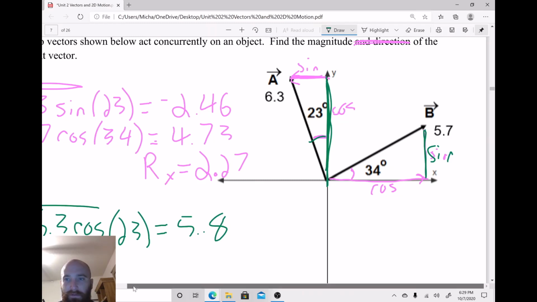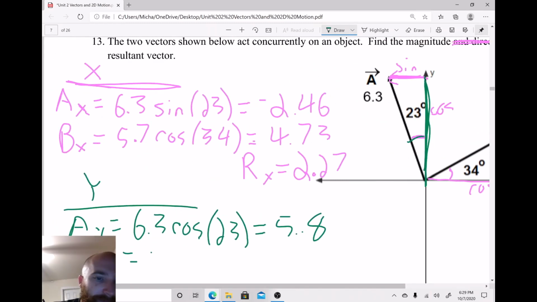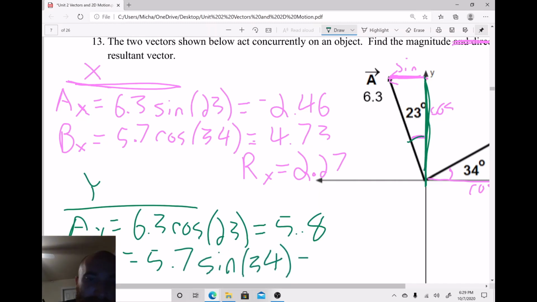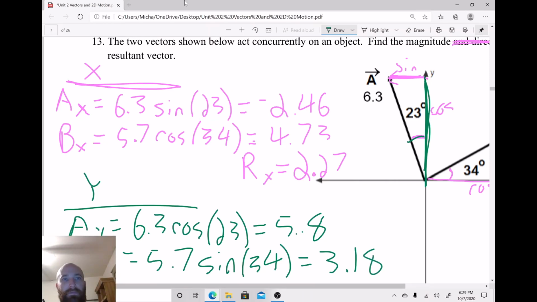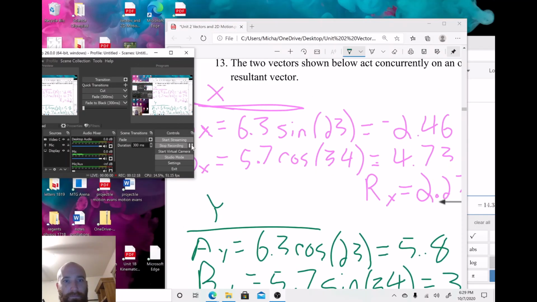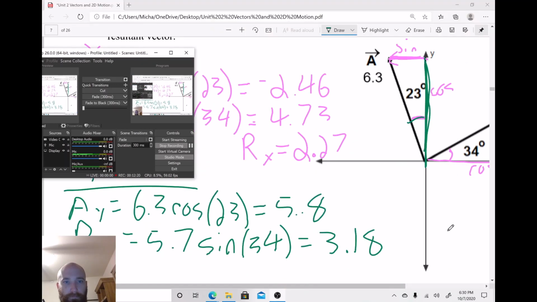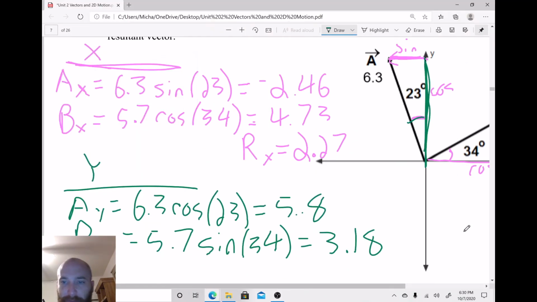And when you do 5.7 times sine of 34, what do you get there? Should be about half, maybe a little more. I got 3.18. It's better like 3.19 is where I rounded it to. You might have rounded differently, and that's okay, as long as you're near me.